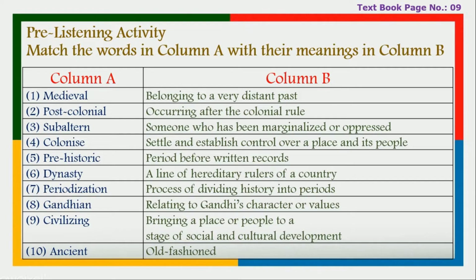Fourth one, colonize. It means settle and establish control over a place and its people. Fifth one, prehistoric. It means period before written records. Sixth one, dynasty. That means a line of hereditary rulers of a country. Periodization. It means process of dividing history into periods. Gandhian. It means relating to Gandhi's character or values. Ninth one, civilizing. It means bringing a place or people to a stage of social and cultural development. The last one, ancient. It means old-fashioned.